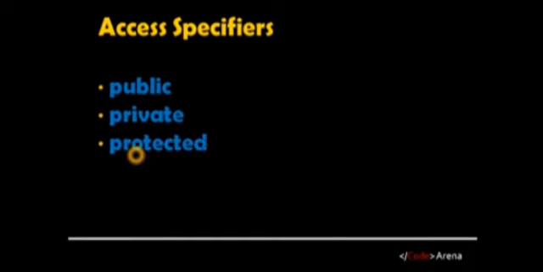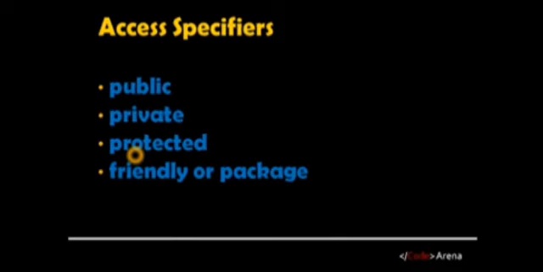Now let's go further by discussing what access specifiers are. Access specifiers are what give us the accessibility to access any of our code, either a class, method or object. And we have different types of access specifiers. We have public, private, protected, and the friendly or package. These are the four major access specifiers we have.